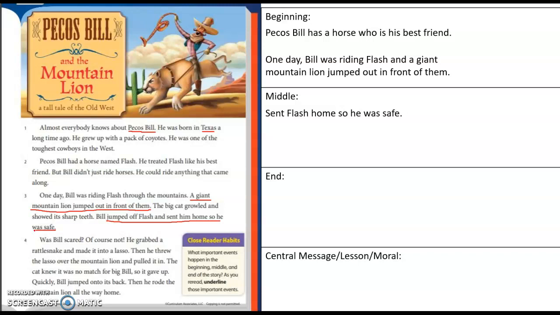He grabbed a rattlesnake and made it into a lasso. So now Bill is responding through his actions. What does he do first to try to solve his problem? Yeah, he grabbed a rattlesnake and made it into a lasso.